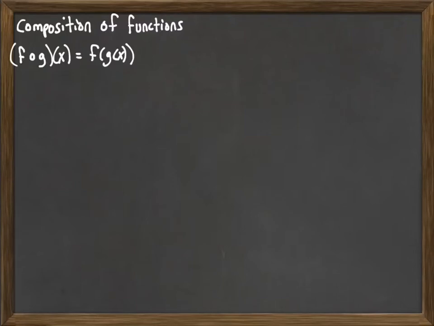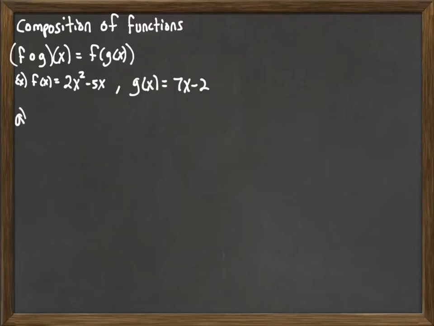And to see this in action and to review a little bit about just functions in general, let's consider the following two functions here. f of x equals 2x squared minus 5x, and g of x equals 7x minus 2. And we're going to do a few things, particularly composition, but a few other things as well, just to kind of review functions. So first, let's just look at the problem f of negative 4. This is not a composition, we're just evaluating the function here.